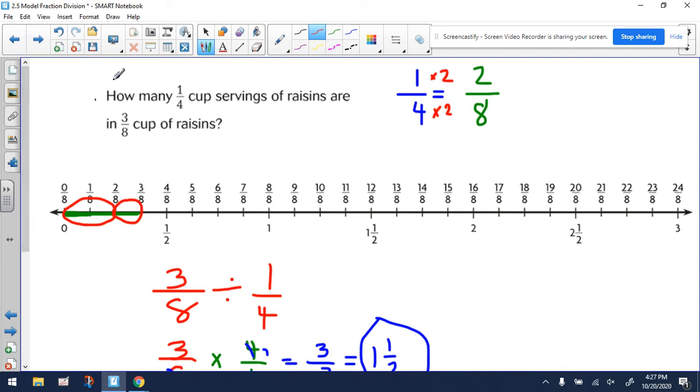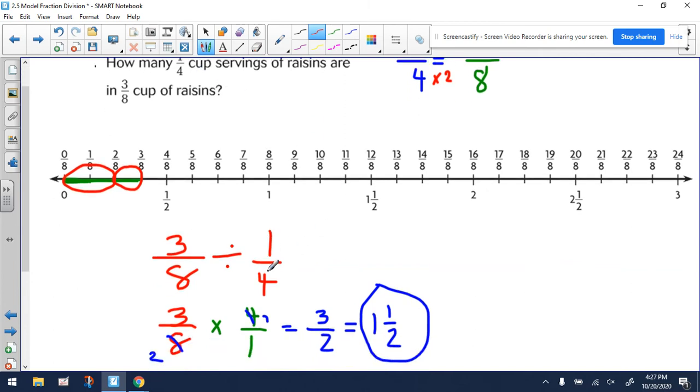All right, so if we look at this example, how many 1/4 cup servings of raisins are in 3/8 of a cup? Now, if we talk about 3/8 as being the dividend, that's the thing that we're trying to break up into groups. You can see here that if we find a group of 1/4, which by the way is equal to 2/8, so here's your one group of 1/4. We have one full group. But when we look here, we don't quite have enough for that second full group. So the answer is that we have 1.5 groups of 1/4, right?